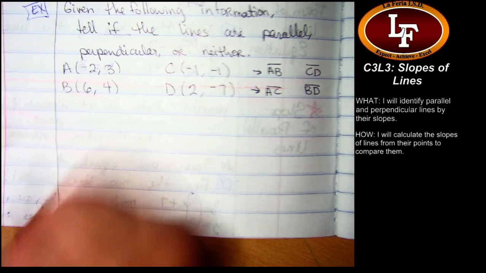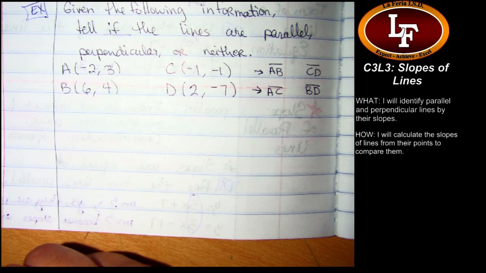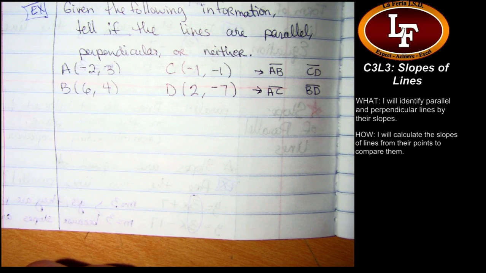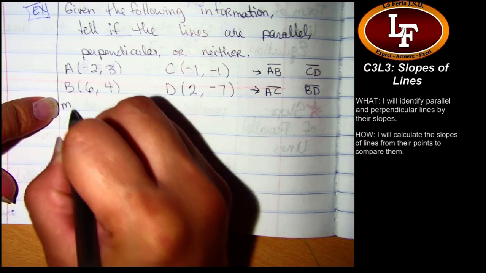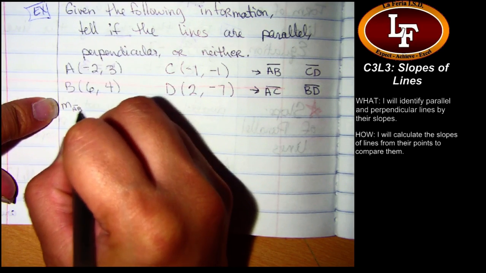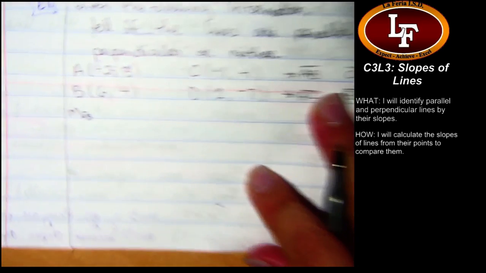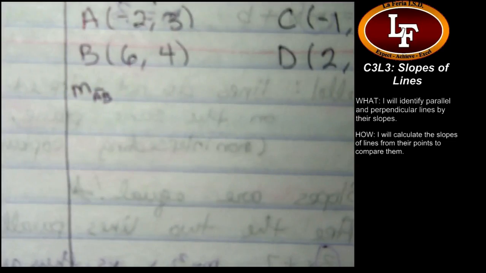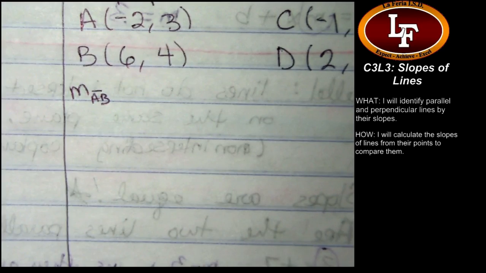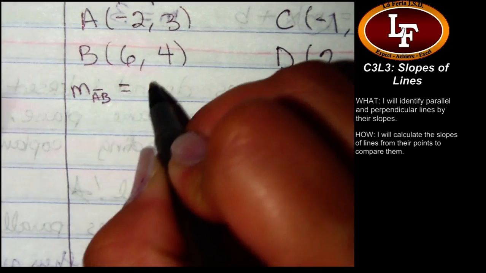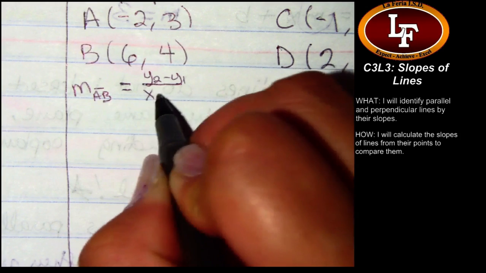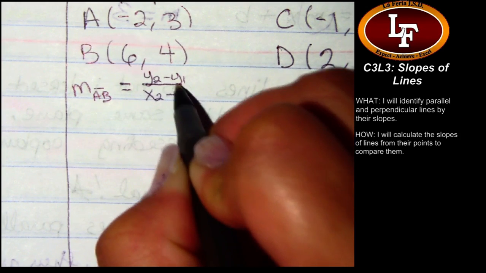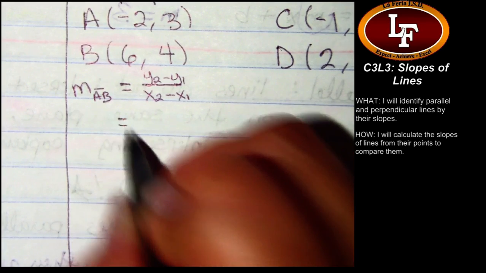I'm not given any slopes, but I'm given points, aren't I? Yes. Which means the first thing that we should do is calculate the slope of each line. So the slope of line AB, which is the first one that I want to calculate, and I'm going to zoom in really tight here on my work, is going to be given by the formula change in y over change in x. But I'm going to use that for AB.